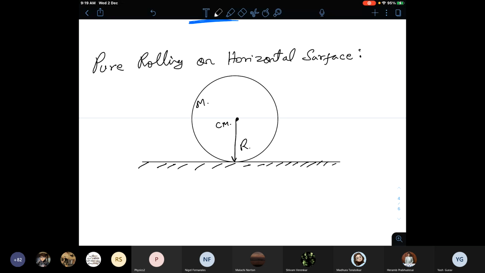There must be some external force acting on it, because suppose you are having a cylinder on the ground on a horizontal surface, will it start to roll on itself? It cannot start pure rolling by itself. What it needs is a push or a pull, whatever. It needs an external force. So suppose I have applied an F external at a height h from the center of mass.